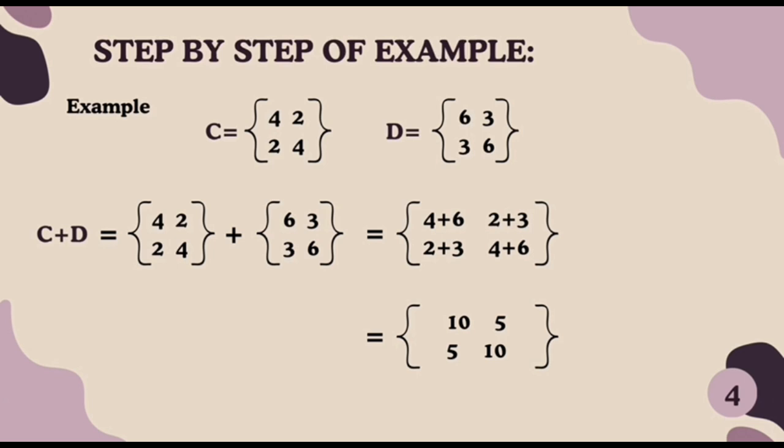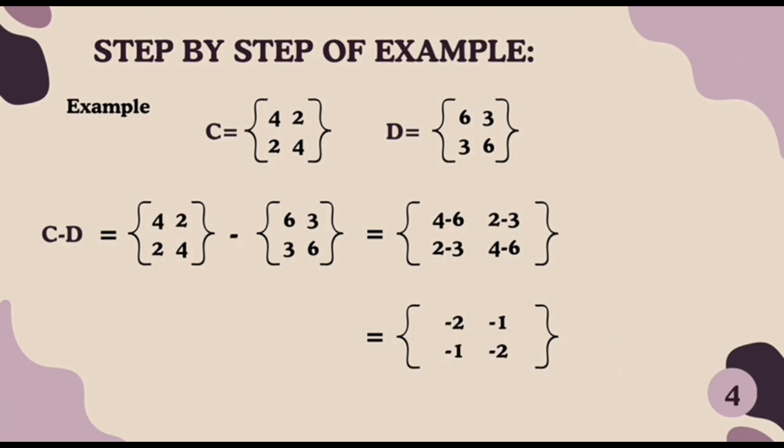And to add them, we simply add the corresponding elements. So matrix C plus matrix D, with elements 4 plus 6, 2 plus 3, 2 plus 3, and 4 plus 6, is equal to the matrix 10, 5, 5, 10. And this is the final answer for matrices C plus D.